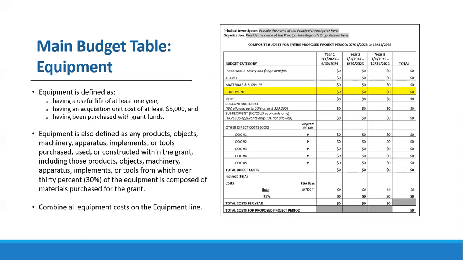So essentially what we're saying there is if the grant is constructing, say, novel equipment that is largely paid for by grant funds, it may fall under the rules of equipment as well. So if you have questions on your specific project and something that might be appropriately categorized as equipment, you can definitely reach out on those. In any case, combine all equipment costs for the project on the equipment line by year. And similar to personnel, travel, materials, and supplies, this is only for the PI's main institution. Any equipment being purchased by a subcontractor or subrecipient should go in those respective budgets.